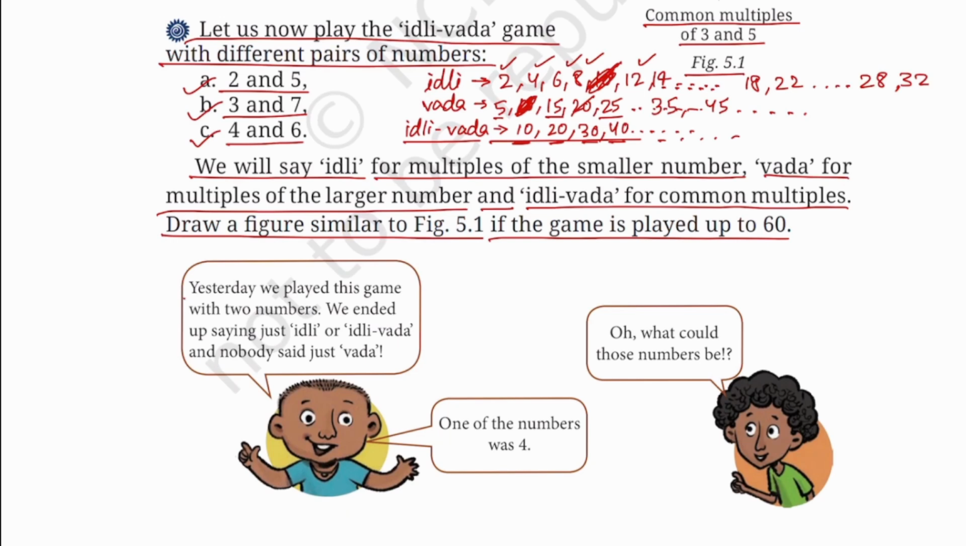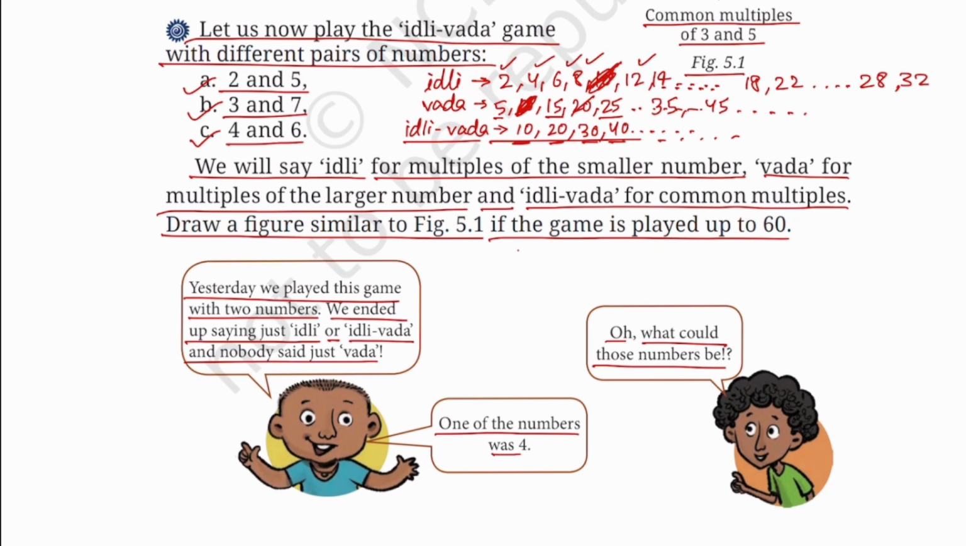This boy says, yesterday we played this game with two numbers. We ended up saying just idli or idli vada and nobody said just vada. One of the numbers was 4. Oh, what could those numbers be? If this happens that from the two numbers selected, one is a multiple of the other, or the other is a factor of the first one, then only idli or idli vada will be said, not just vada.